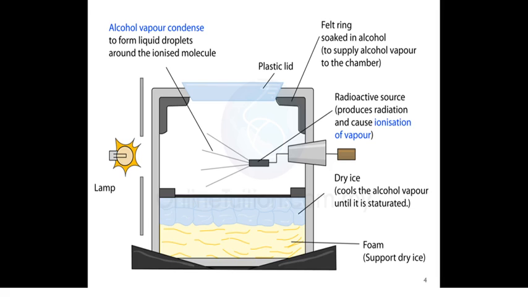So what happens when a radiation from the source enters the chamber? This radiation will ionize, and the ionized molecules will become the centers for condensation, alcohol vapor condensation. So the condensation of alcohol vapor will occur on the ionizing particles, and thus the liquid droplets are formed and it can be photographed.